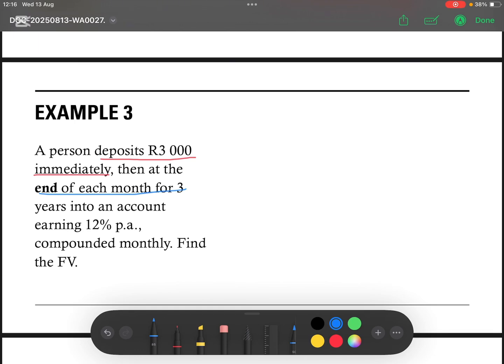So this person deposited 3,000 immediately into the account, and then each and every month now he deposited the amount of 3,000 into an account. So what does that tell us? It tells us that the number of payments has been affected. This person will be investing money for 3 years compounded monthly. That will be 3 times what? That will be 3 times 12, right? So now that will give us what? That will give us 36.